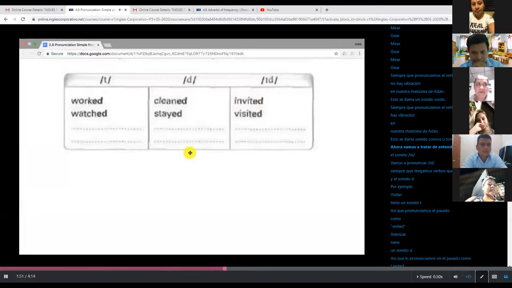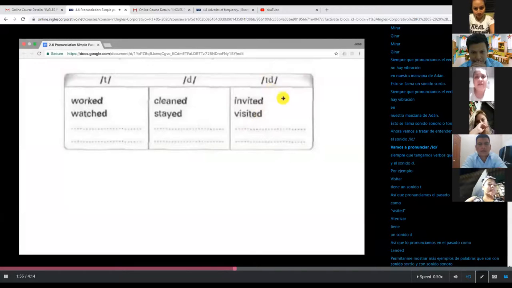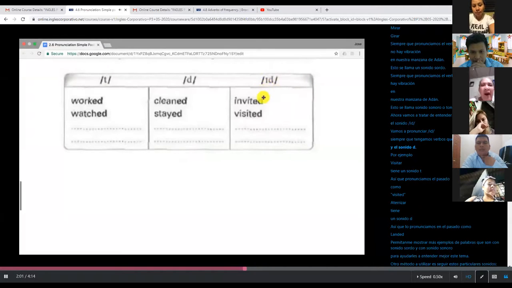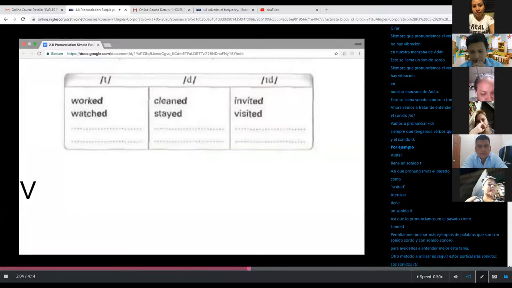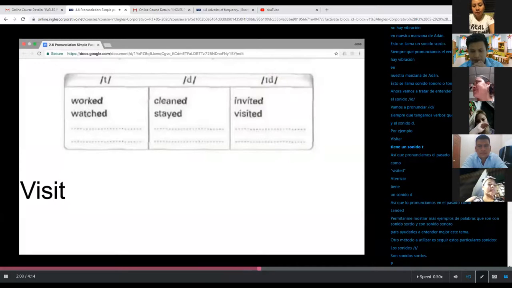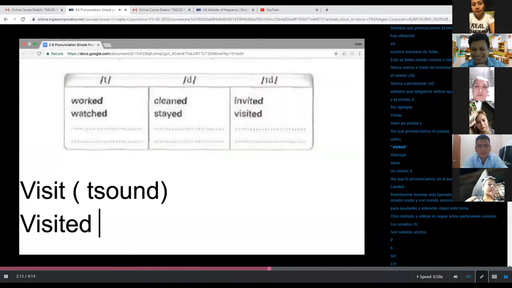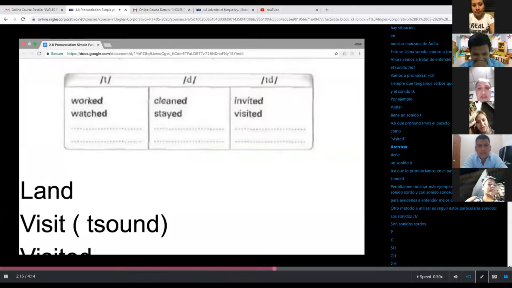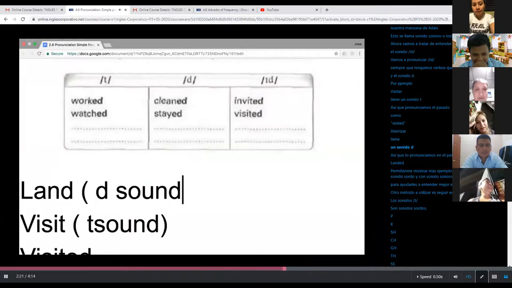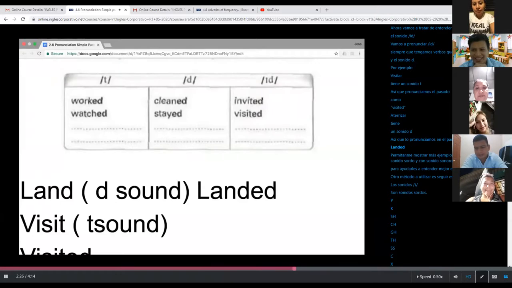Now let's try to understand the "-ed" sound. We will pronounce it whenever we have verbs that have a T and a D sound. For example, visit has a T sound, so we pronounce the past as visited. Lend has a D sound, so we pronounce the past as lended.